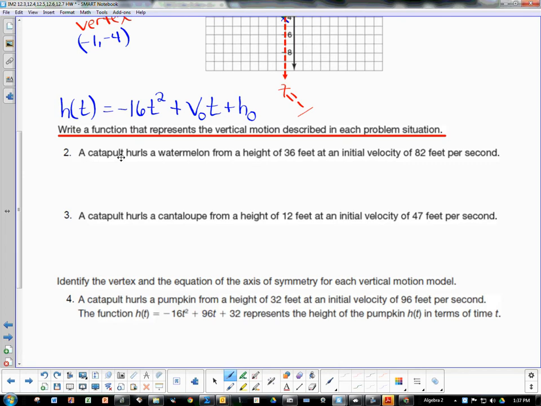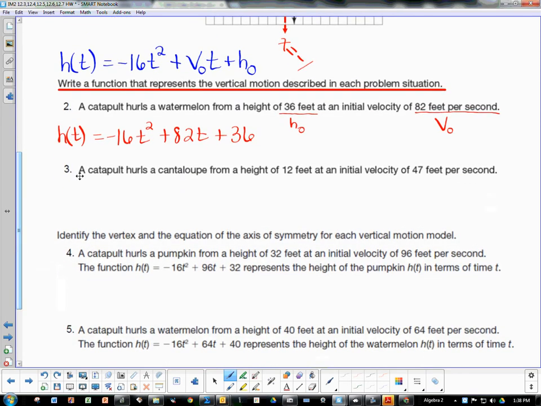So number 2 says, a catapult hurls a watermelon from a height of 36 feet at an initial velocity of 82 feet per second. All right, so we know that this 36 feet is h sub 0. It's our initial height, the starting height. This 82 feet per second will be our v sub 0. So let's write this function. H of t is equal to negative 16 t squared plus 82 t, and then plus 36, and there you have it. Next one, number 3.